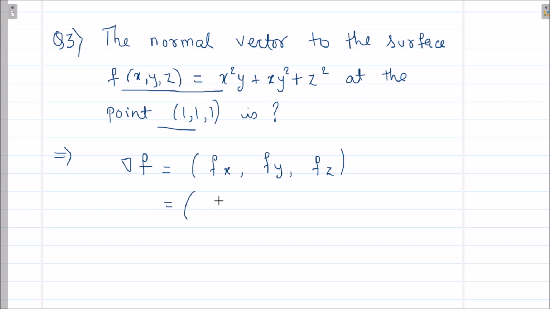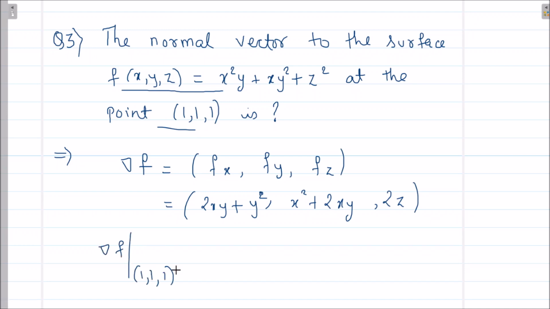And what will this be with respect to x? This will be nothing but 2xy plus y square. F with respect to y will be x square plus 2xy, and f with respect to z will be 2z, right? And what will be the normal vector at the point 1 comma 1 comma 1? So you replace your x, y, z by 1 comma 1 comma 1. So your answer is 3 comma 3 comma 2.